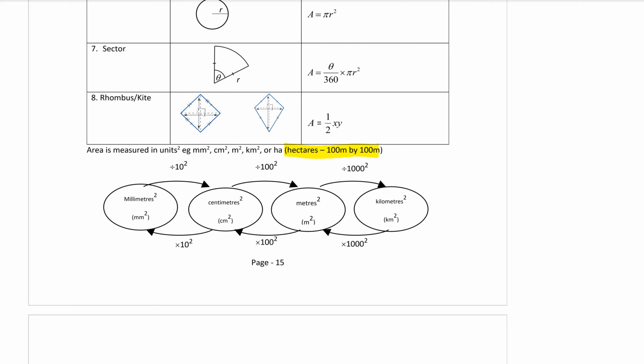So a hectare is a 100 metres by 100 metre block of land. In other words, 100 times 100 is 10,000 metres squared. So you probably need to add that to your sheet. That will be needed in some of your questions. 1 hectare, HA for hectare, is equal to 10,000 metres squared.